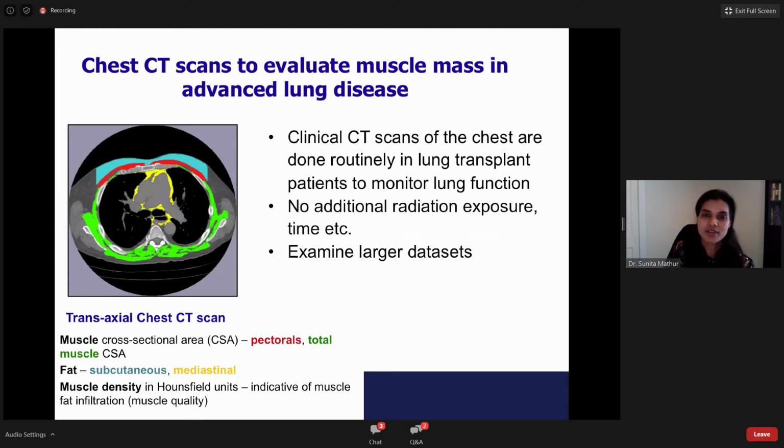So the advantage of this is that the scans are already being done, so they're already part of the person's medical record. The person doesn't have to undergo any additional testing or radiation exposure. And it also gives us the ability to examine larger data sets because it's all in the medical record. So retrospectively, we can go back and measure scans and look at clinical outcomes to see how the two are related.